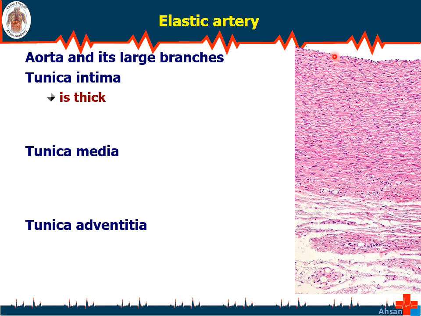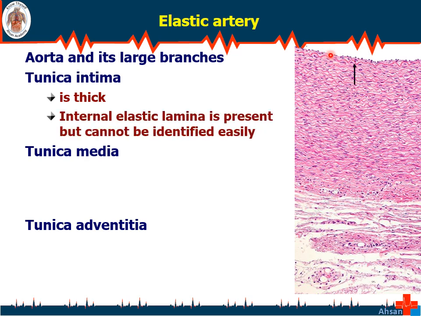This is having endothelium, then the subendothelial layer, and finally the internal elastic lamella. This is the media. You see so many elastic lamella are there. So actually this internal elastic lamella is very tough to distinguish from other elastic lamella in larger artery. But we will see this is different in case of muscular artery.